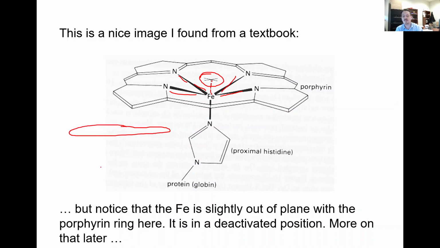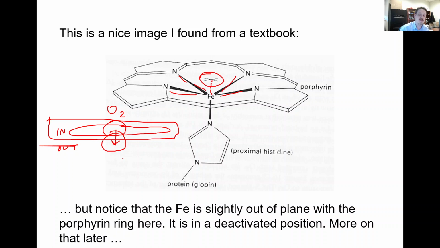And if you think of the porphyrin ring we're looking at side on, the iron can sit here, but it can also be pulled back and sit here instead and be in or out of plane of the heme ring. And that's important because that controls its affinity for oxygen. It has a high affinity when it's in plane and a low affinity when it's out of plane. We'll come on to a little bit more of that later.